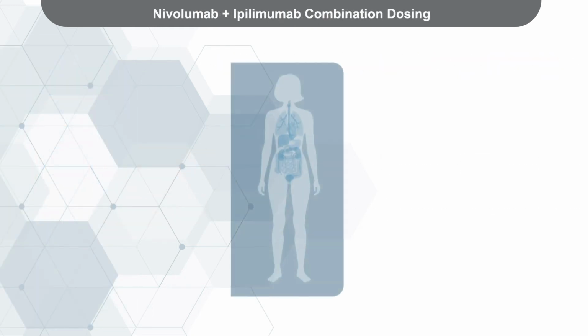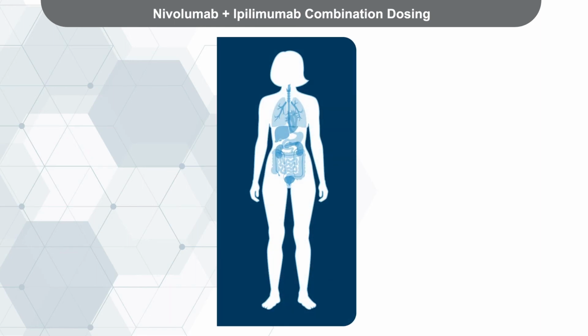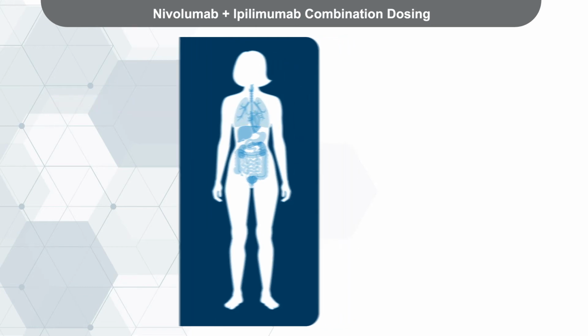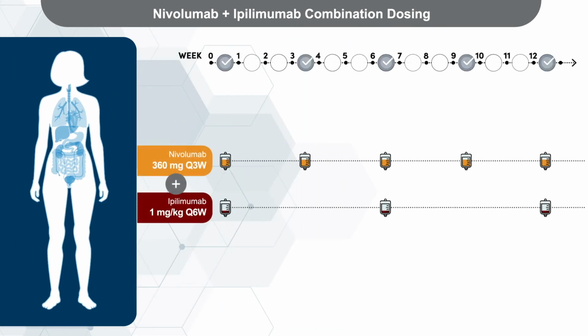Nivolumab and ipilimumab are also FDA approved in combination with platinum doublet chemotherapy for patients with metastatic non-small cell lung cancer. Here, nivolumab is dosed at 360 milligrams every 3 weeks, plus ipilimumab at 1 milligram per kilogram every 6 weeks, along with 2 cycles of platinum doublet chemotherapy.